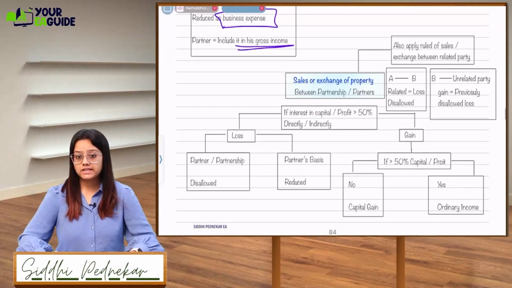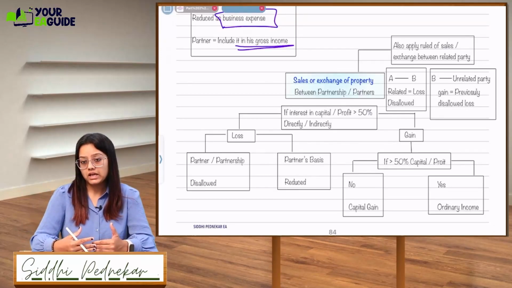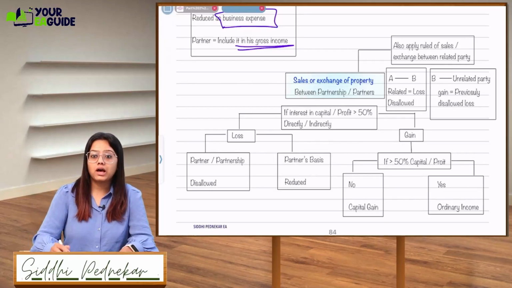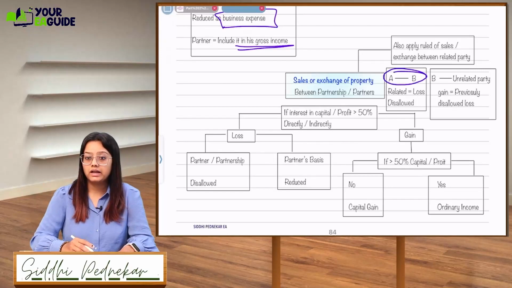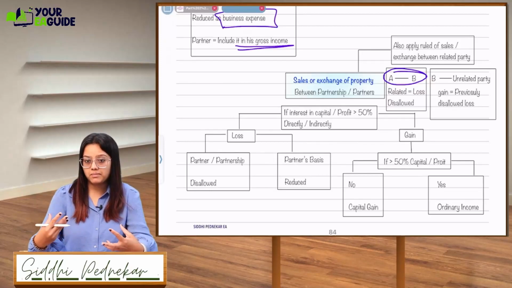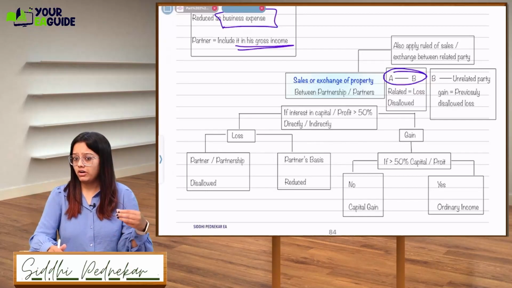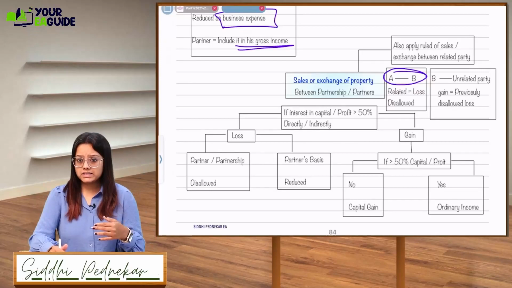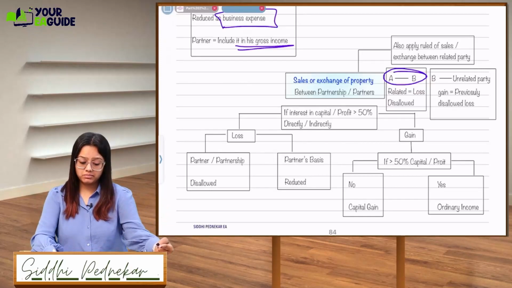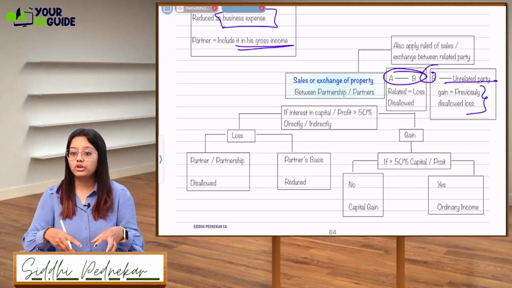Okay, sales or exchange of property. What is happening if the partnership firm is selling a property to a partner, or vice versa? If both are related, it might happen that they are selling at less than FMV. Because of the relation of being a partner in the partnership firm, I will be selling at a lesser price to the partnership firm, so whatever loss I might have incurred will be disallowed to me. But when the partnership firm is selling it further to an unrelated party, they are going to reduce the gain.